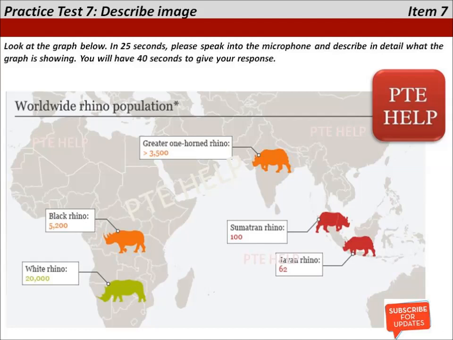In the Central and Western African regions, black rhinos are found, which are nearly 5,200 in count. The greater unhorned rhinos can be found in India, which are more than 3,500. The most vulnerable species of the rhinos are Sumatran and Javan, which are so rare, accounting for just 162 respectively.